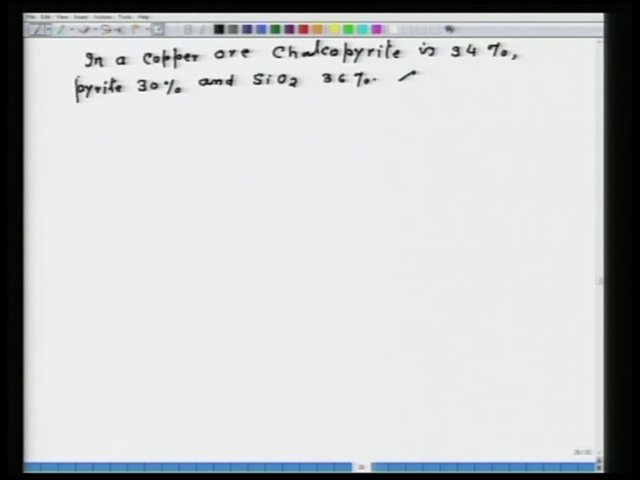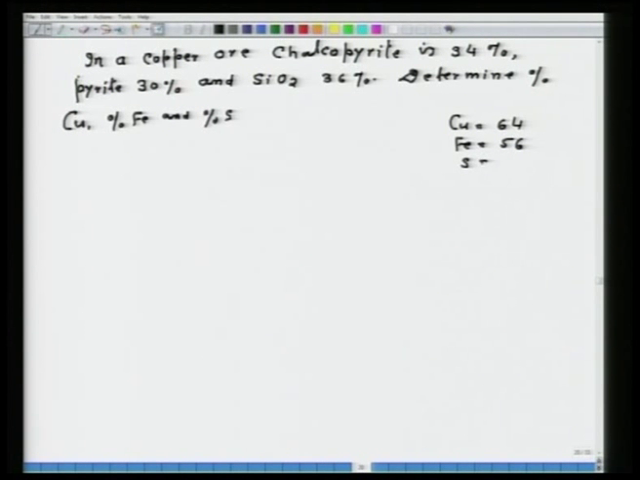Now, it is very simple, determine percent copper, percent iron and percent sulfur. Now, here you have to take the atomic weights of copper 64, iron 56, sulfur 32. So, it is straightforward, you can find out percent copper, that will be equal to 34 upon 184 into 64, that is equal to 11.83%.